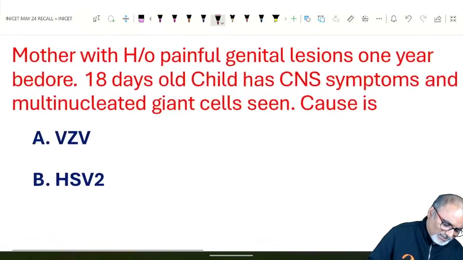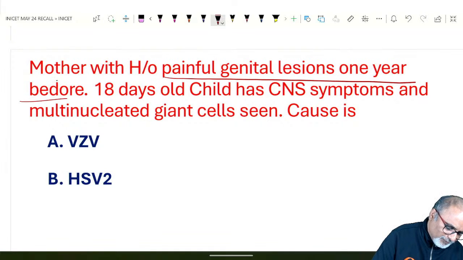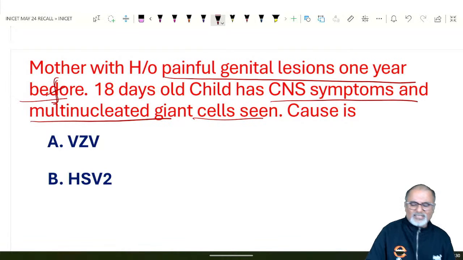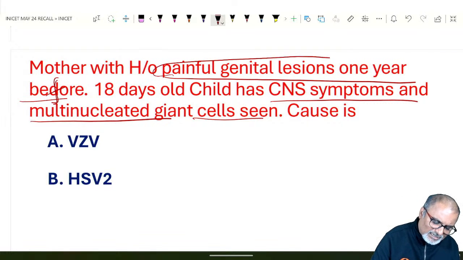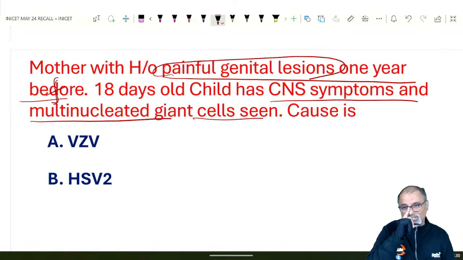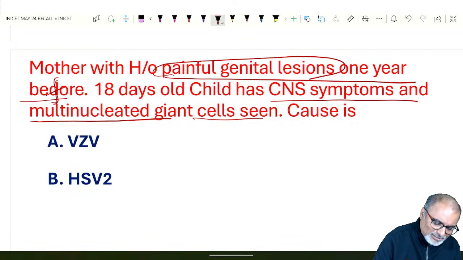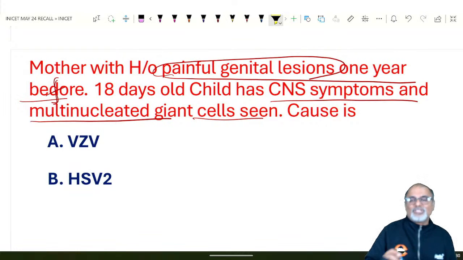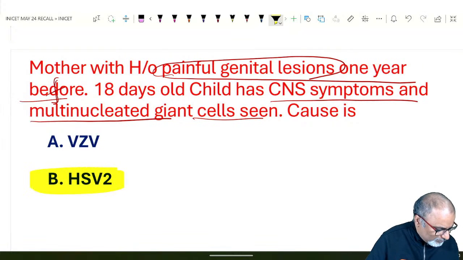Mother with history of painful genital lesions one year before, and an 18-day-old child has CNS symptoms and multinucleated giant cells seen. Wherever you see multinucleated giant cells and painful genital lesions, that is important. Varicella zoster won't cause genital lesions; it causes lesions on the trunk, body, many places. Genital lesions passed to the child is herpes simplex virus 2.